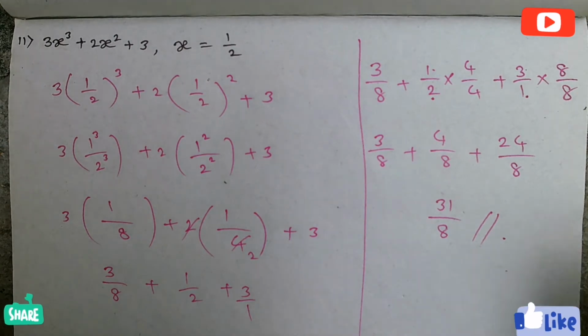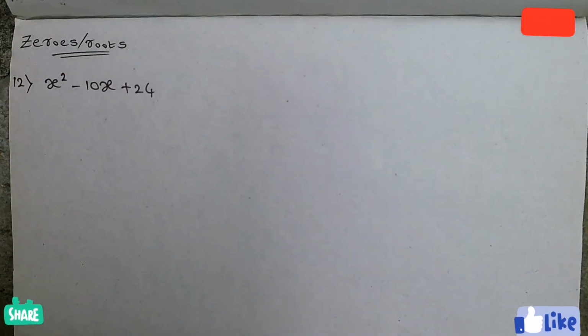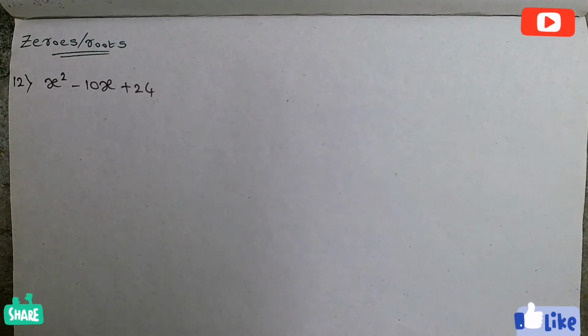Okay, let us move to the next concept. Zeros or roots. They will give one polynomial, and by factorization, otherwise by splitting the middle term into 2 terms, we need to find the zeros or roots of the given polynomial. Here the first question is x square minus 10x plus 24. So the method is very easy. I am going to solve this by splitting the middle term into 2 terms, the same as factorization.